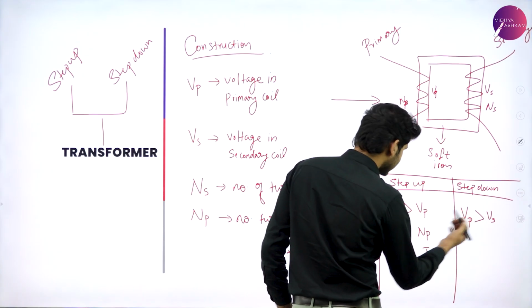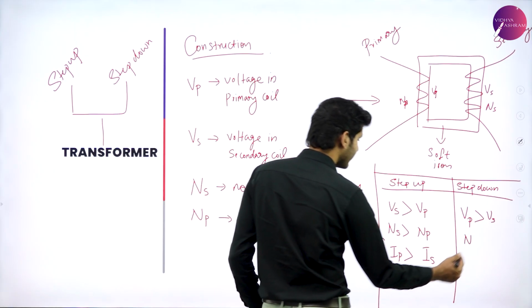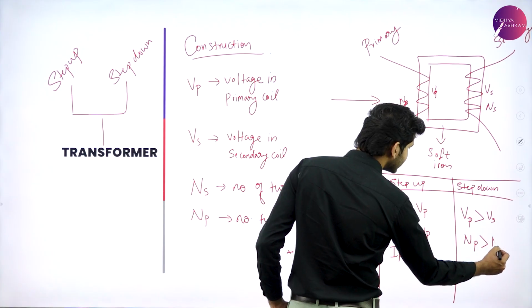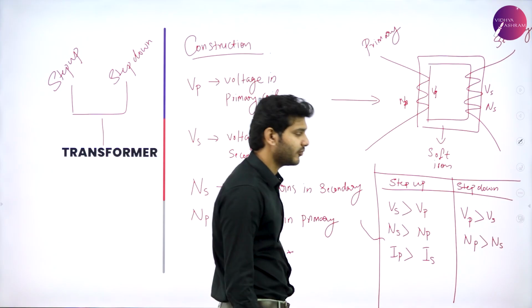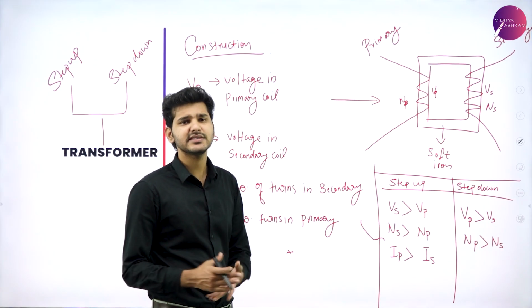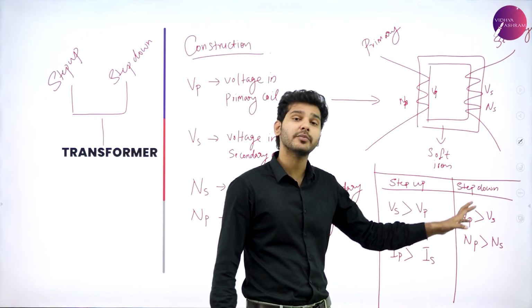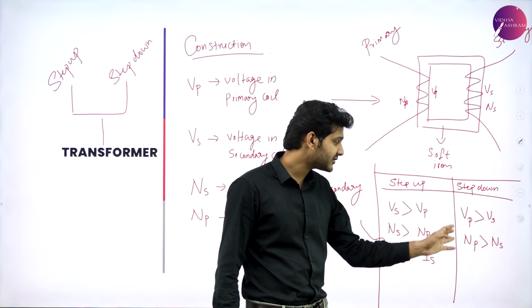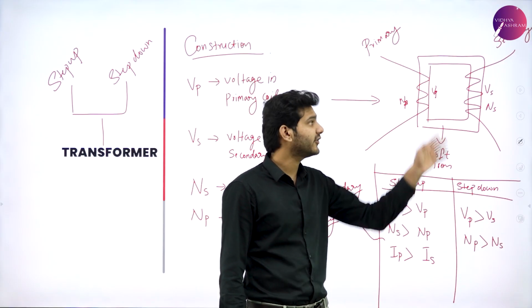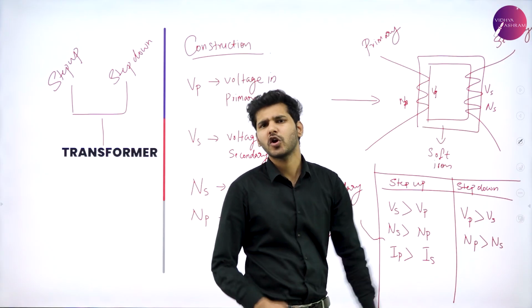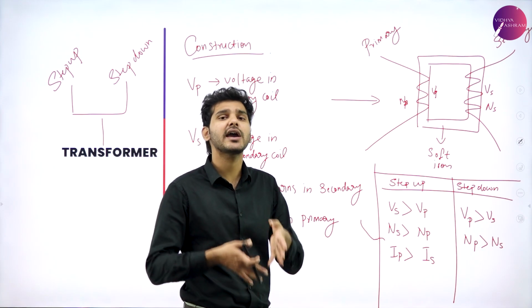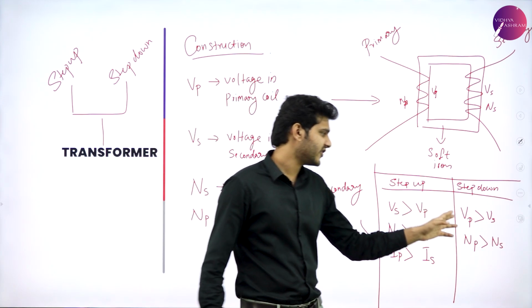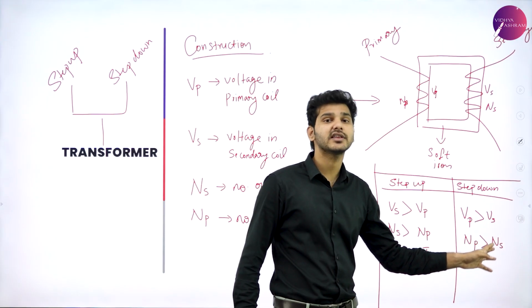And simply, the next topic is the number of turns. The number of turns in the primary coil should be greater than the number of turns in the secondary coil, because always remember it's an easy relation. If there are more turns, then more EMF will be induced, which means more voltage will be produced. If you have more windings on one side, it means higher voltage is going to be produced on that side. So we say that NP should be greater than NS.